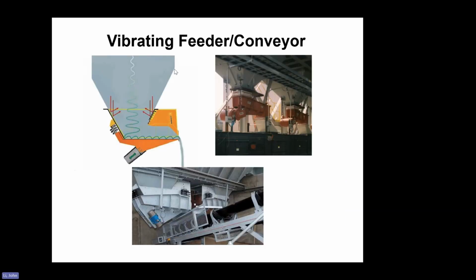So this picture shows the application for vibrating feeders. Under a hopper, it feeds and discharges materials to the belt conveyor underneath. And this is two vibrating feeders feeding one belt conveyor underneath.